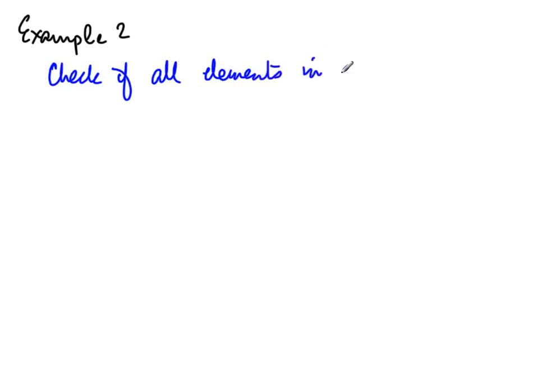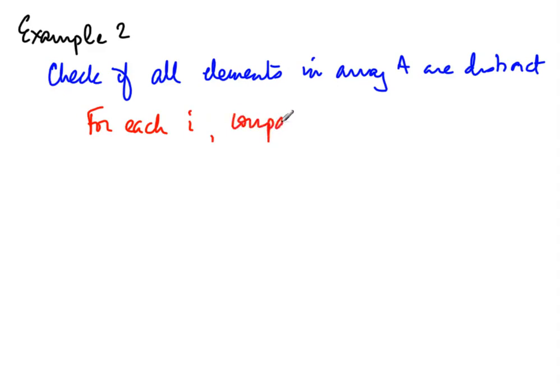So let's move on to another example. In this example, what we want to do is check if all elements in an array A are distinct. So you have n elements, you want to check whether all n are different. What you do is that you start with, for each i, you compare A[i] to everything to its right: A[i+1], and so on, up to A[n-1].